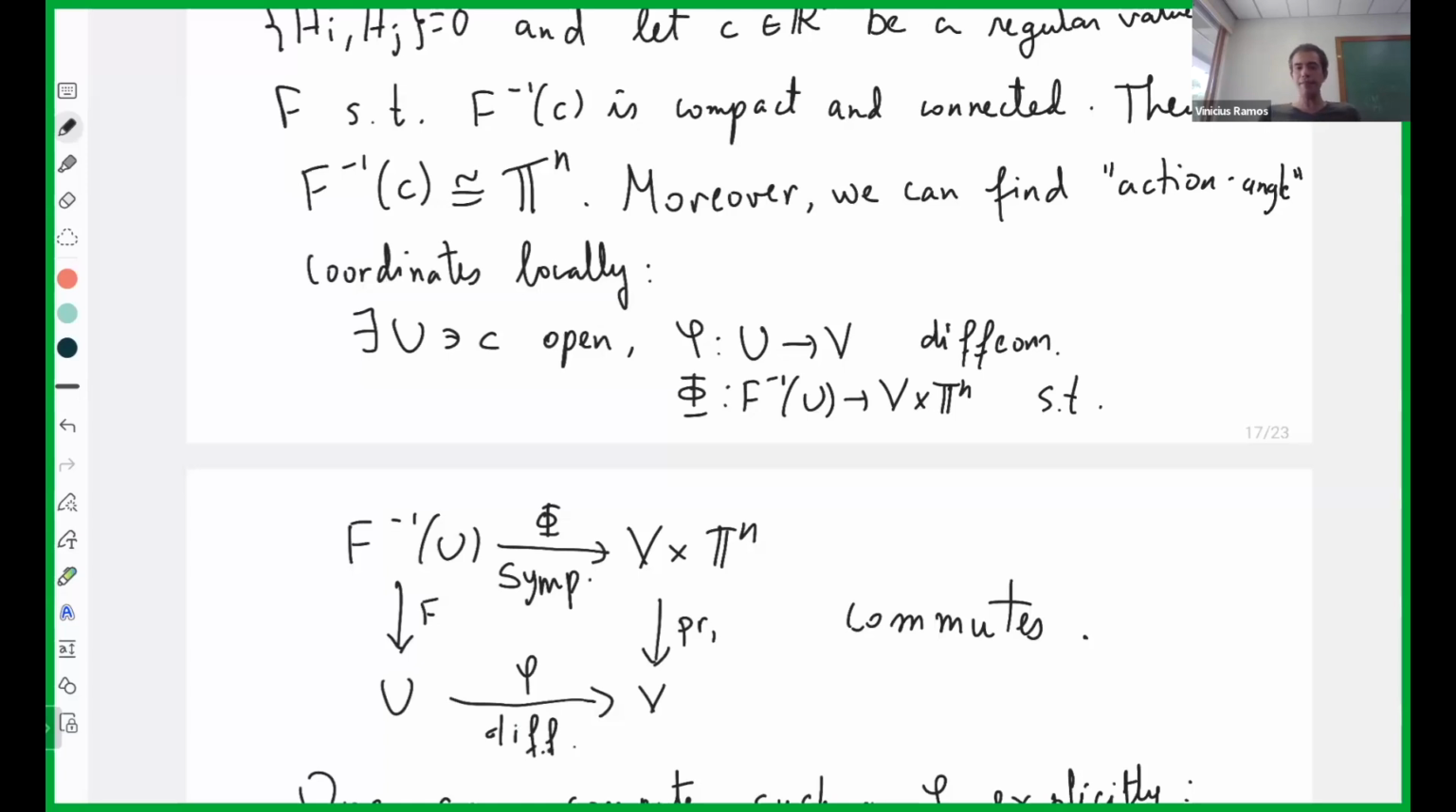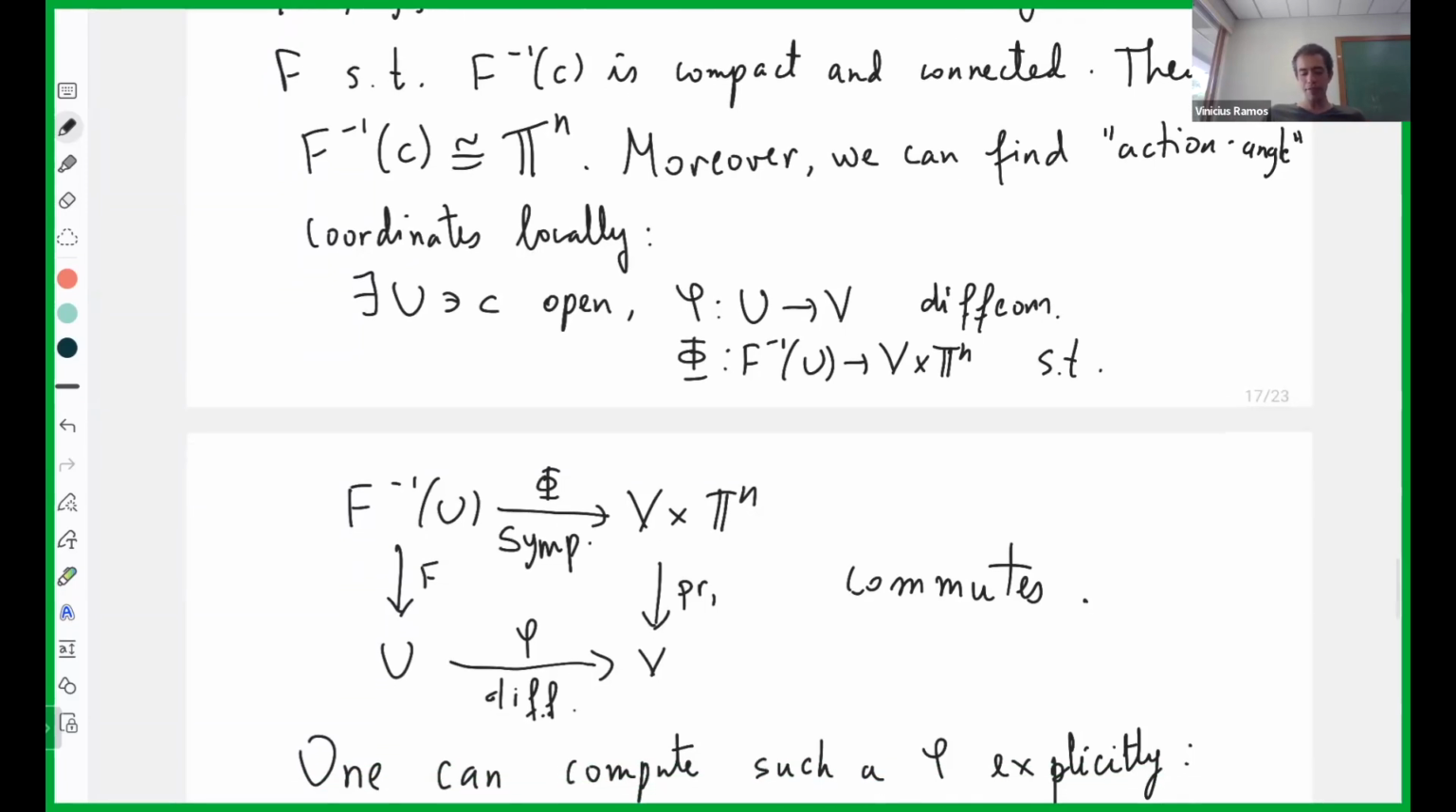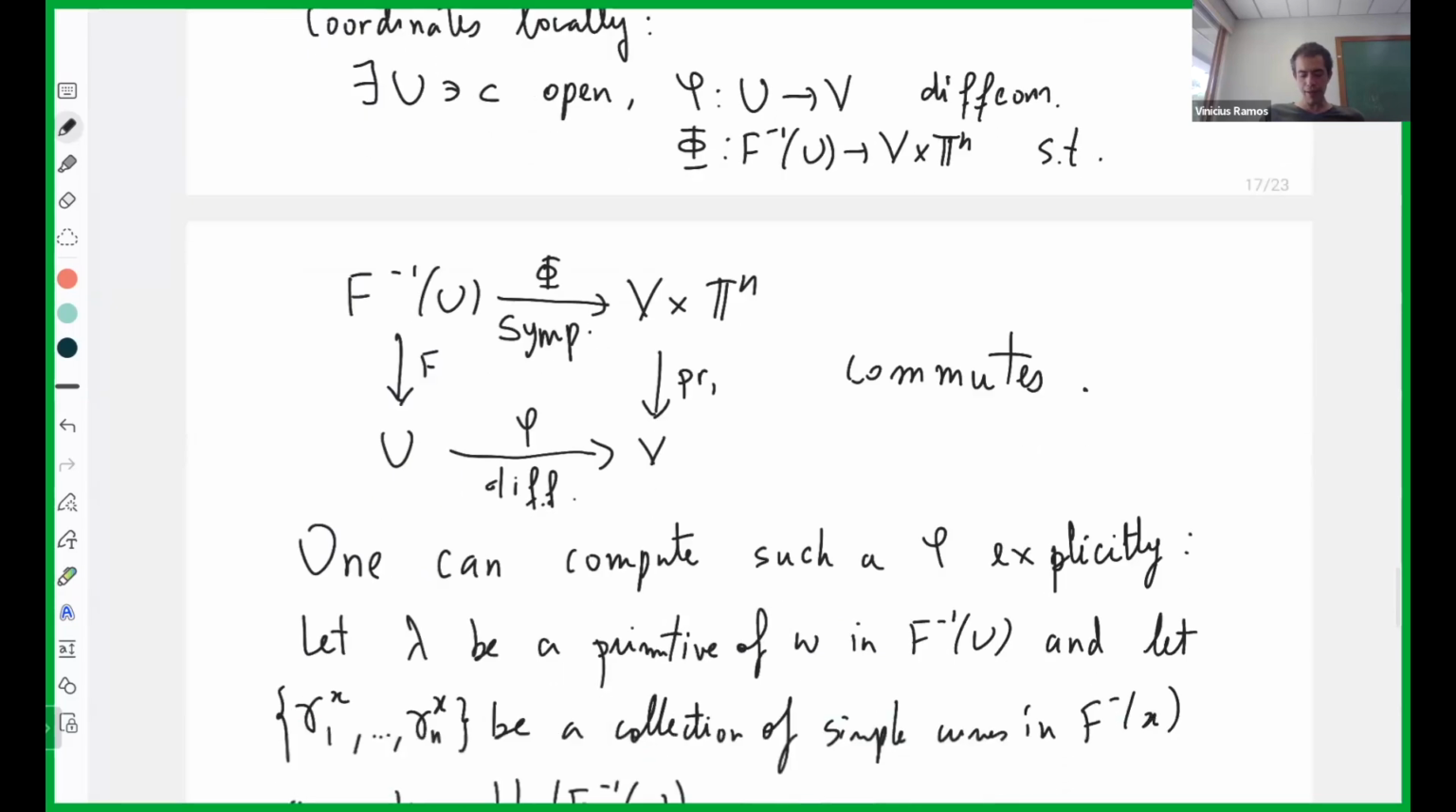Okay, so this is basically saying that this map F, the integrable system altogether, is locally a trivial Lagrangian fibration. That's what it says, that these action angle coordinates are basically this. And we can actually compute a candidate for phi explicitly, in the following way.